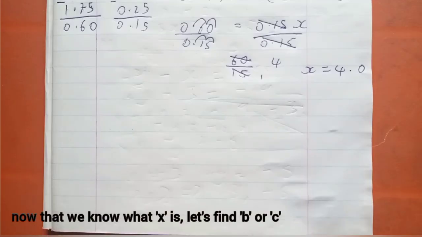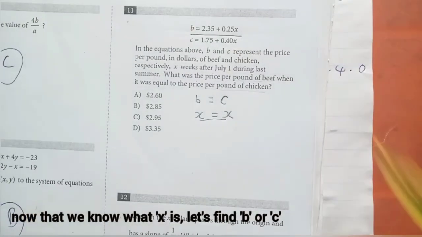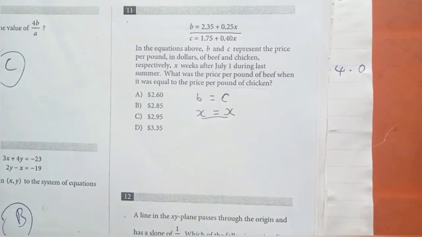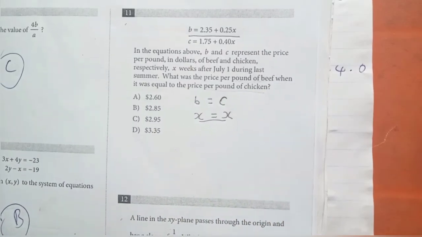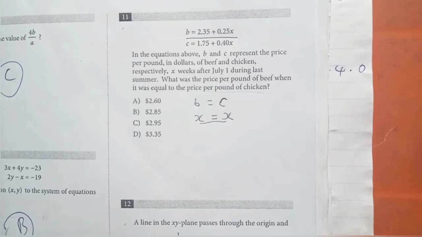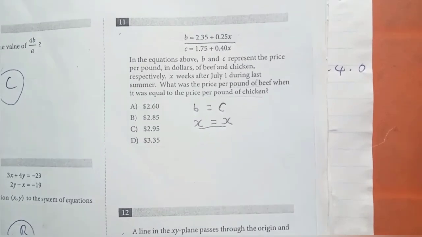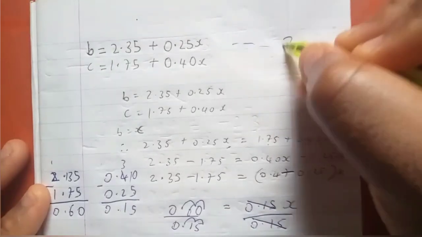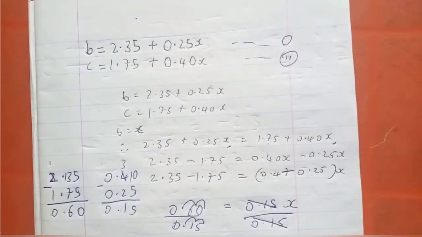This is not the final answer because we were told that we should find the price per pound, that is the price per pound of beef when it's equal to the price per pound of chicken. x now is the number of weeks after the initial price was set. That means 4 weeks after the initial price was set, the price of chicken and the price of beef would be equal to each other. So now let's find what the price is. You can pick either equation 1 or equation 2, but I will go with equation 1.